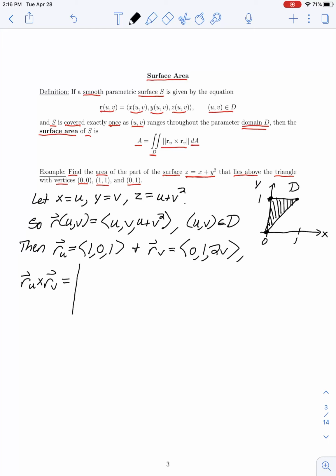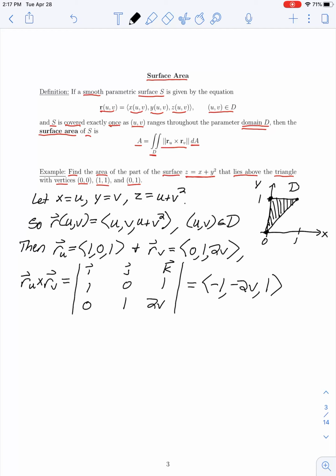So to find that cross product, we're looking at the determinant of a 3 by 3 matrix, where our first row is the standard basis vectors i, j, k. Our second row is r sub u, which was (1, 0, 1), and our last row is r sub v, (0, 1, 2v). So if we find this cross product, our i component would be 0 minus 1, so negative 1. Our j component is 0 minus 2v, so negative 2v. And our k component is 1 minus 0.